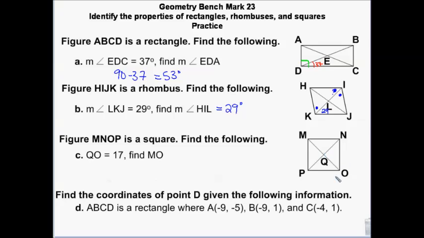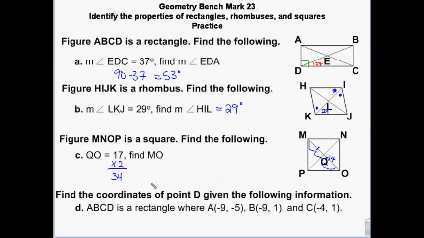Okay. MNOP is a square, OQ is 17, and I want to find MO, that's this whole length, and I know that this is half, so multiply it by 2, and MO is 34.